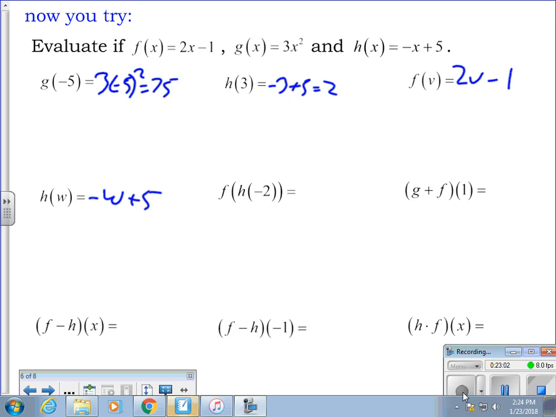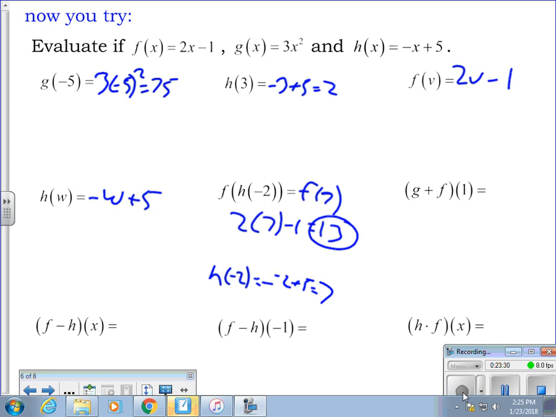F of h of negative 2, I find h of negative 2. H of negative 2 is negative 2 plus 5, which is 7. I almost put 8. That's 7. So this is really f of 7, which is 2 times 7 minus 1, which is 13.